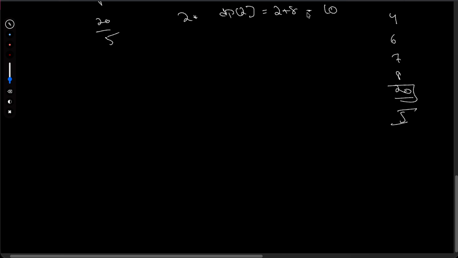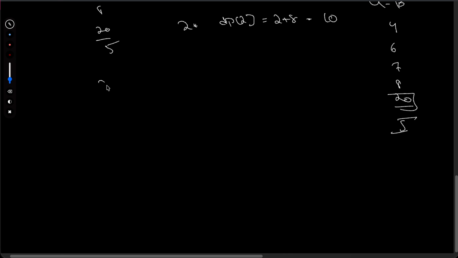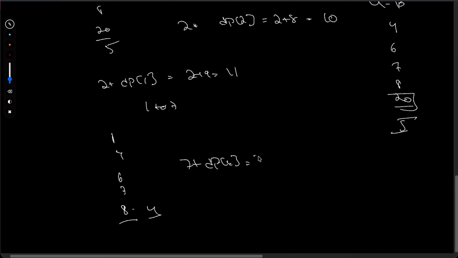So last we have to calculate days. 2 plus dp of 1 is equal to 2 plus 9, it was 11. So day 7 covered 1 to 7, we have covered day 1, 4, 6, 7, but we have not covered 8. So next uncovered date is 4. So 7 plus dp of 4 is 7 plus 4, that was 11.